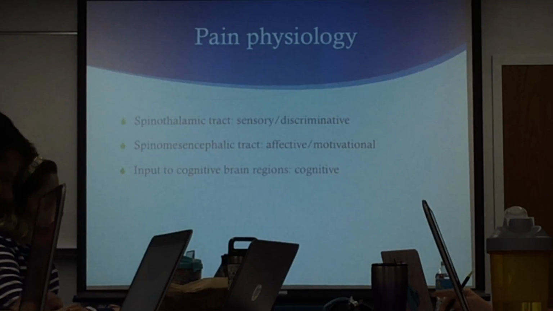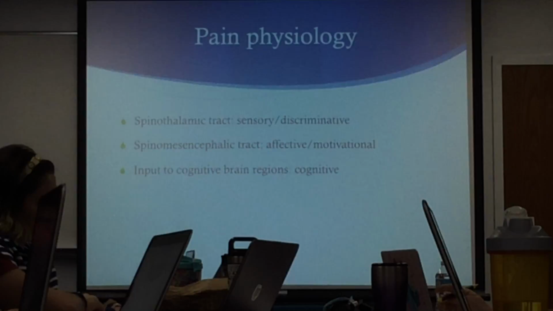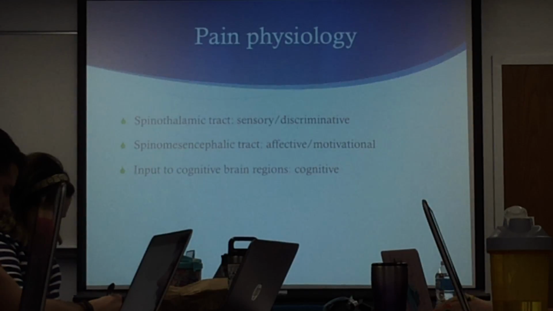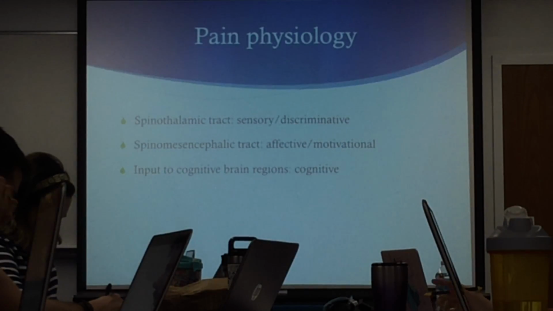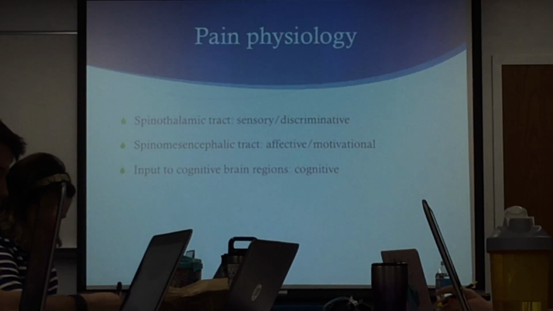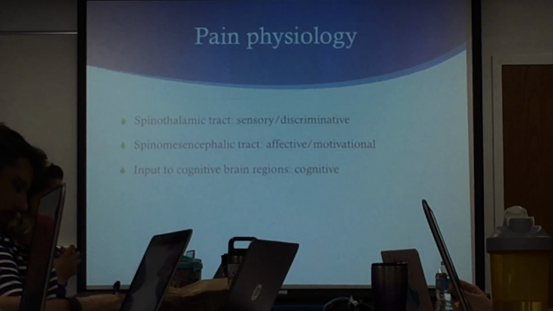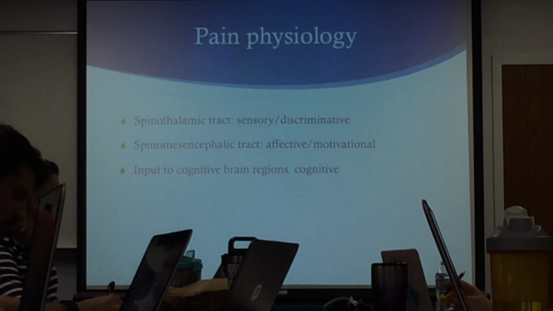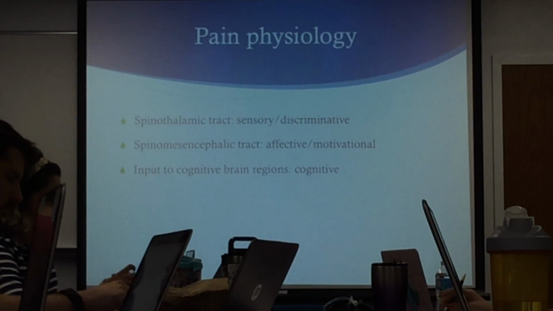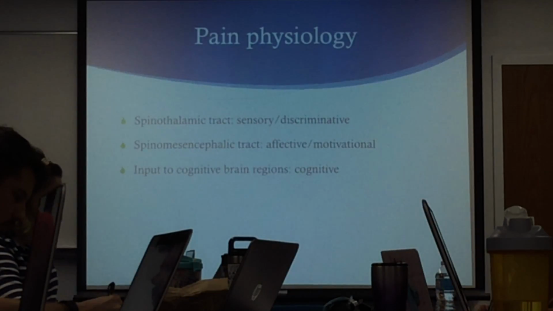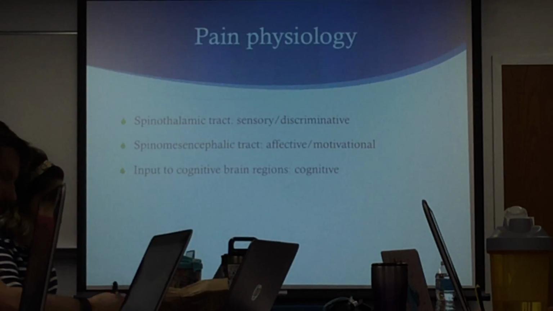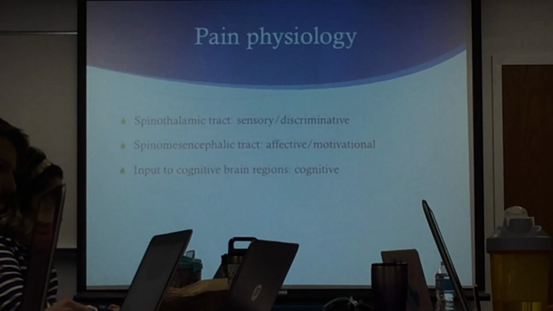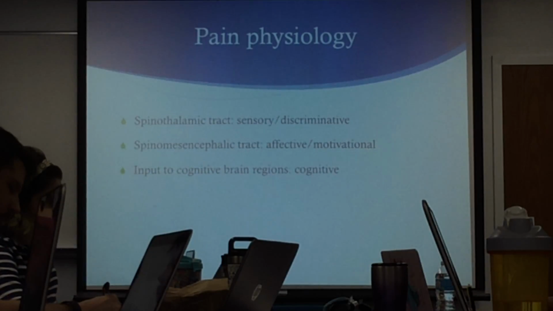So the three systems: the spinothalamic tract encodes the sensory discriminative aspects. The spinomesencephalic tract is responsible for the affective motivation, so the aversiveness of pain. And then both of these tracts separately have input to higher centers in the brain, cognitive brain regions, and that's responsible for the different cognitive effects: your ability to make decisions, think, pay attention, and learn.